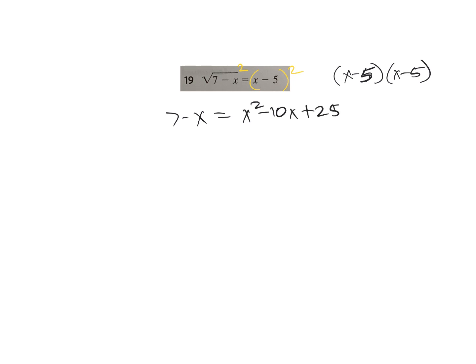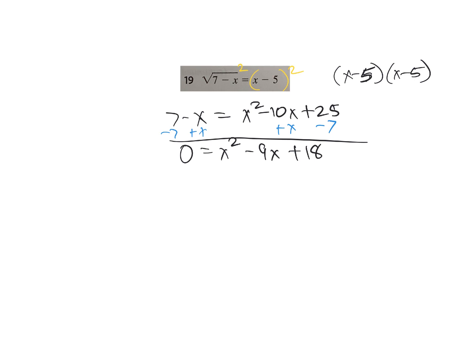All right, let's put everything on one side. So 0 equals x squared. We're going to add the x and subtract the 7. We'll do it all at once here. So x squared, that's going to be minus 9x, and that's going to be plus 18.